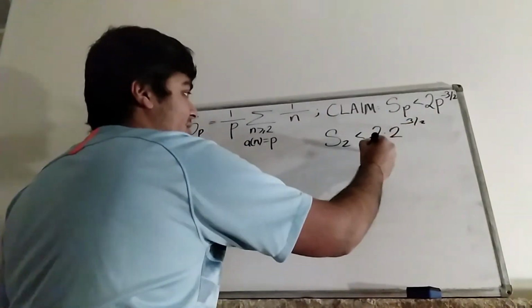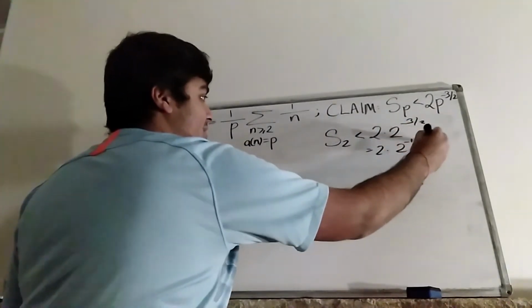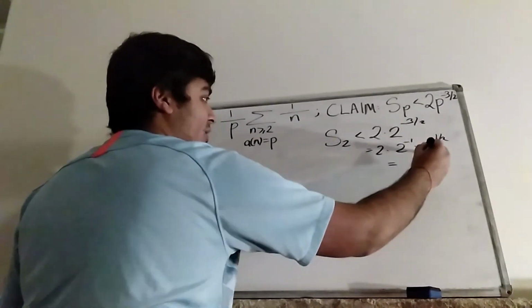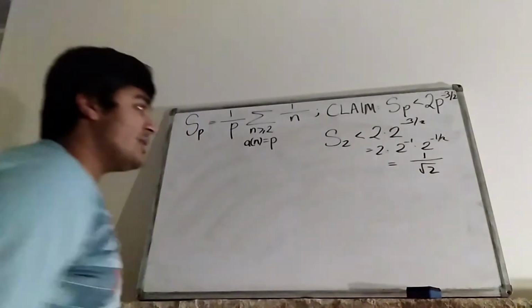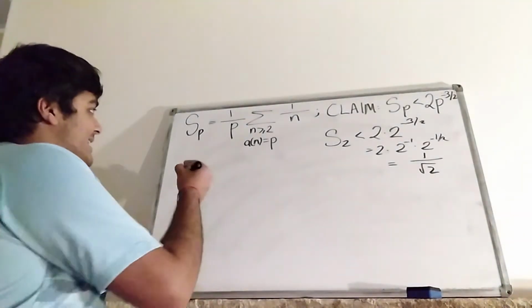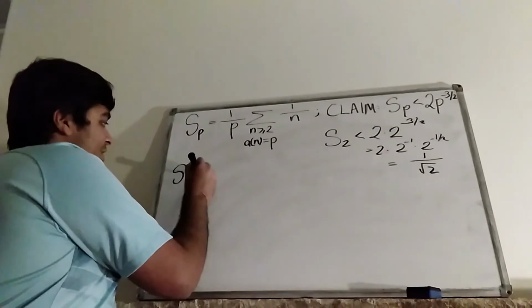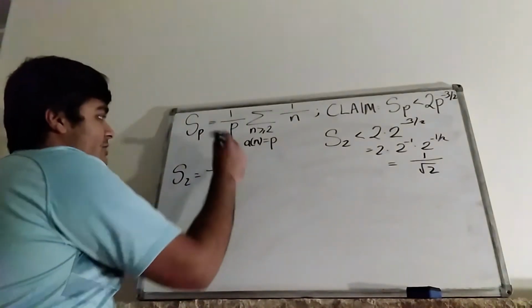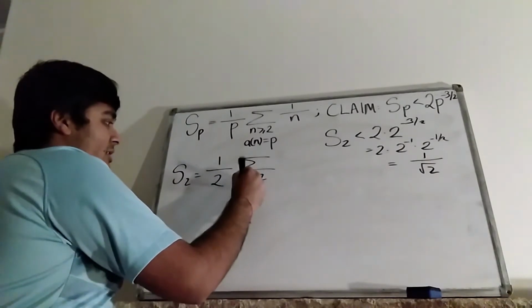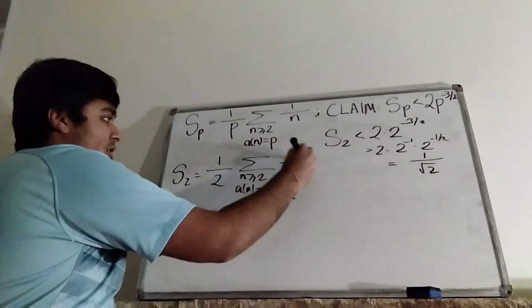But of course this is just 2 times 2 to the minus 1 times 2 to the minus half. These two things cancel, and this is just 1 over root 2. Okay, so we want to show that S2 is less than 1 over root 2. Well, what is S2? Let's just use the definition, swapping p for 2: the sum, n being bigger than or equal to 2, for which an equals 2, of 1 over n.